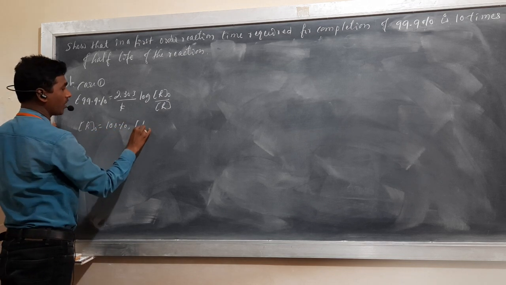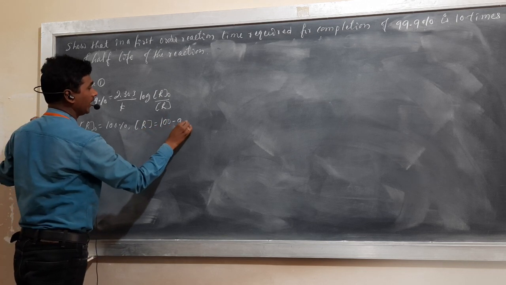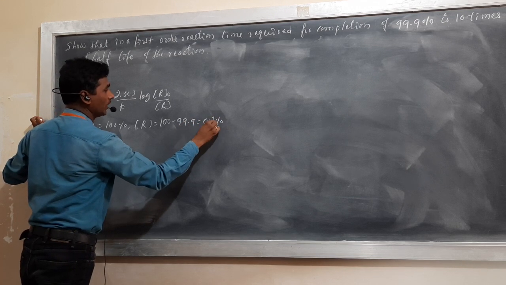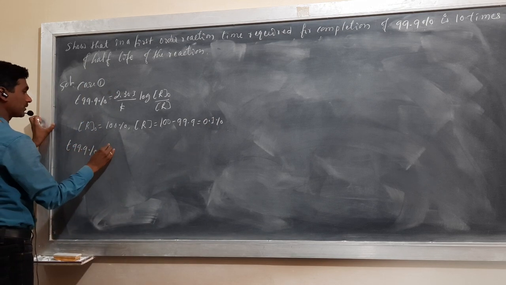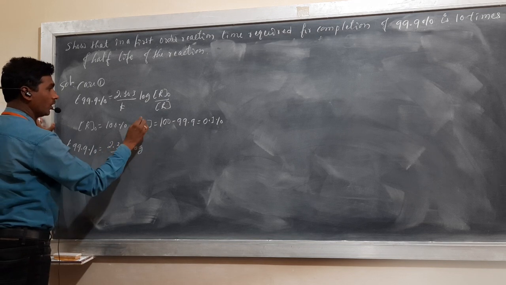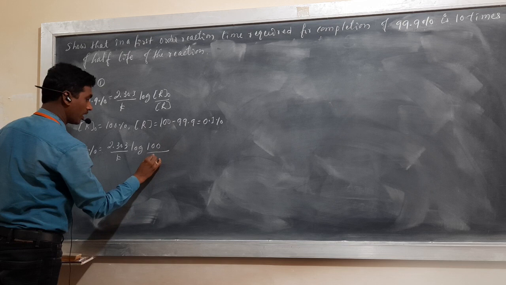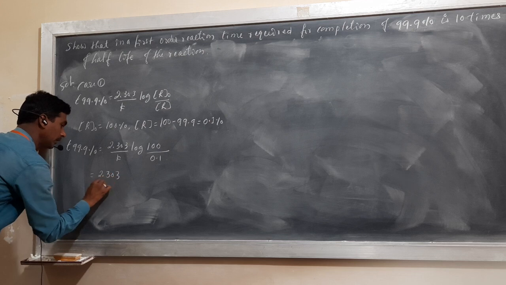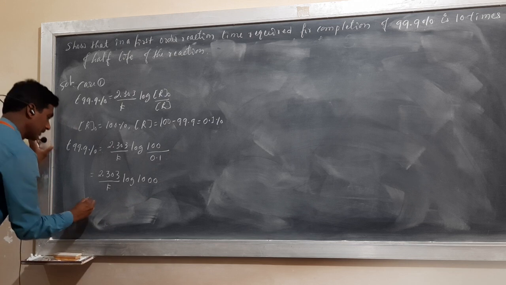What is the concentration of R? How much is completed? 99.9. How much remains? 100 minus 99.9 is equal to 0.1%. Now T99.9% is equal to 2.303 divided by K, log of R naught over R. R naught is 100 and R is equal to 0.1. So it is 2.303 divided by K, log 1000.